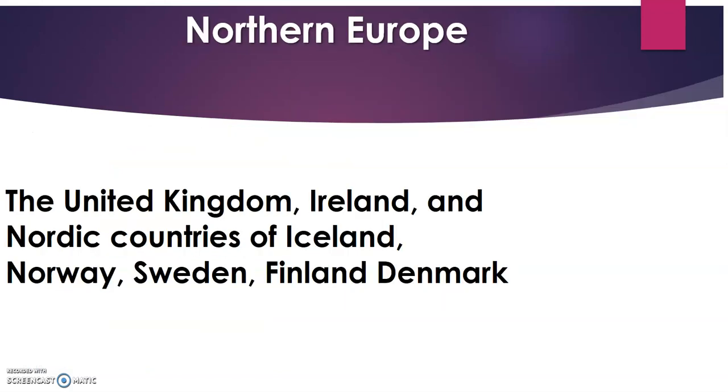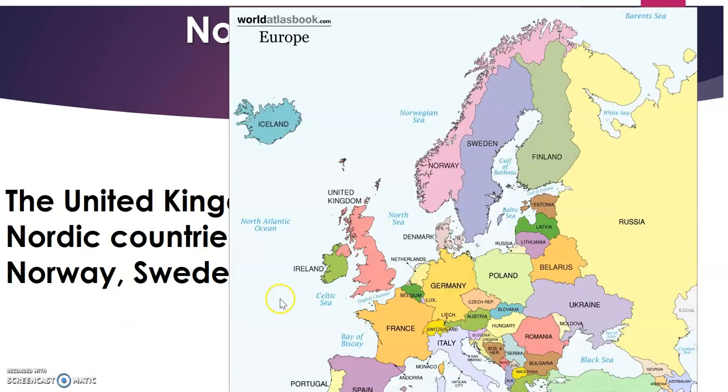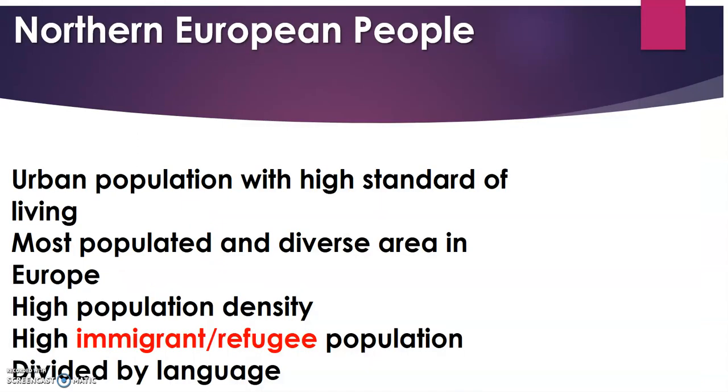Now we're going to dive into the regions and their characteristics. So the Northern Europe region, it consists of these countries. You guys that got the map, Northern Europe is right here. Characteristics of the Northern European people are a high population density. They are divided by language and high immigrant/refugee population.